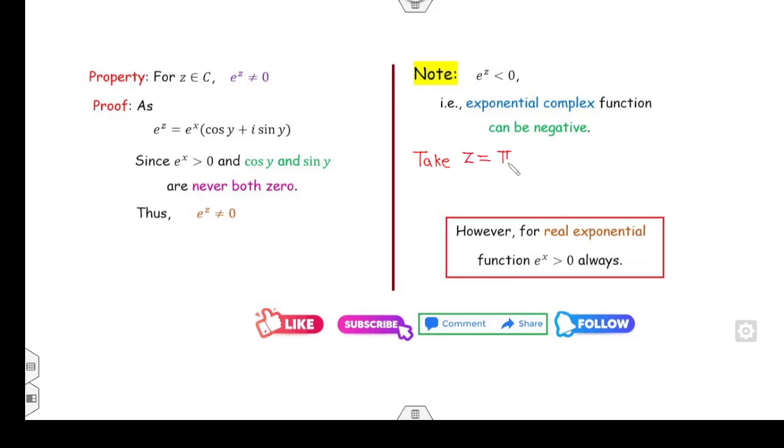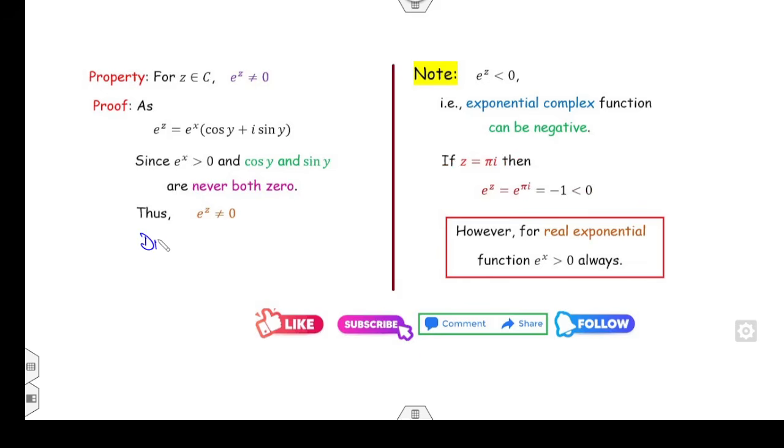I can choose z as pi iota. Then what is the value of e raised to power z? E raised to power pi iota. I can define it by Euler's theorem as cos pi plus iota sine pi. Sine pi will be 0, cos pi will be minus 1. And you can see this number is less than 0.